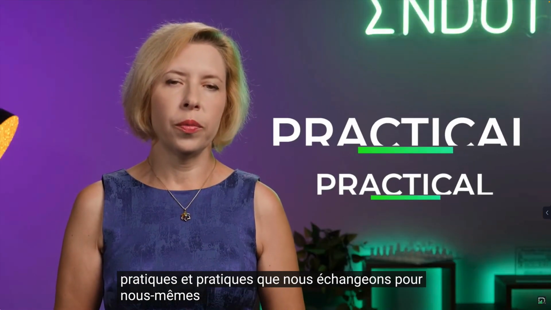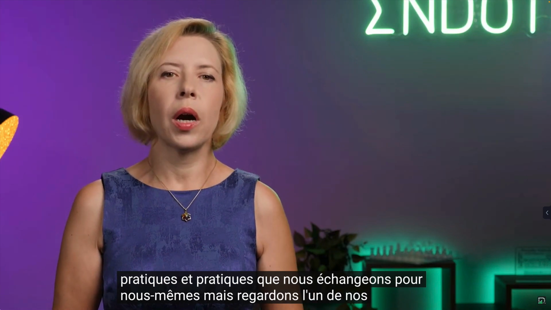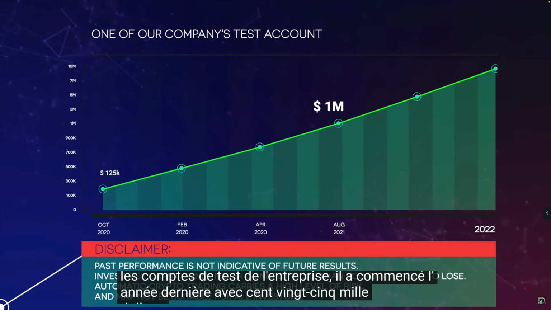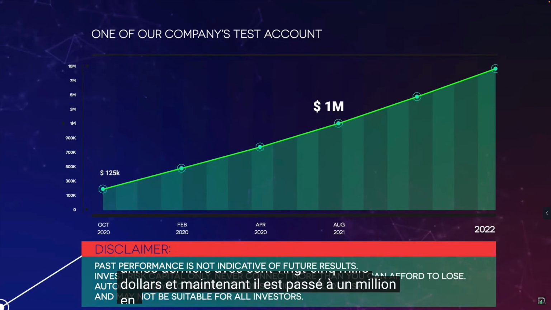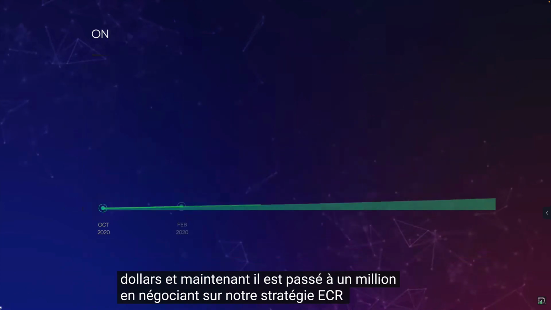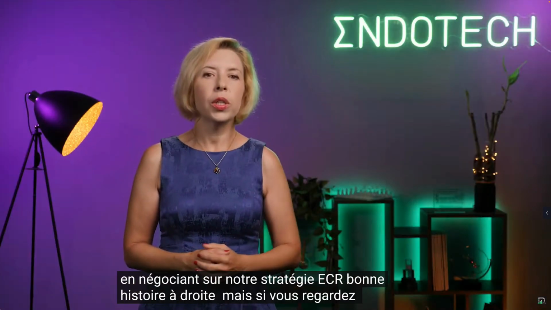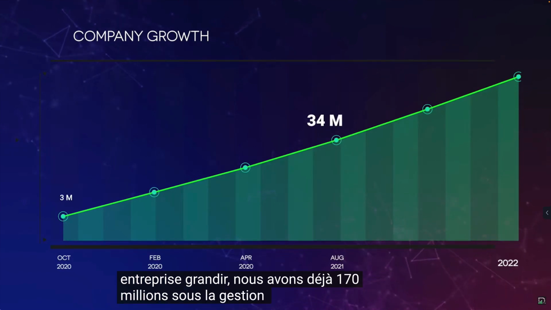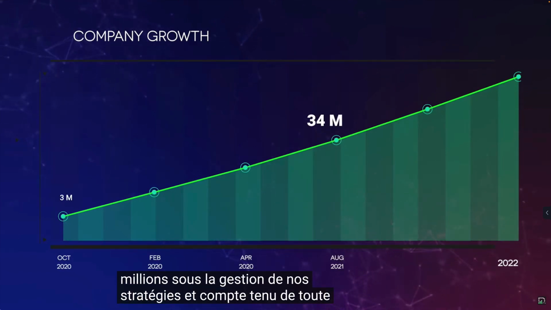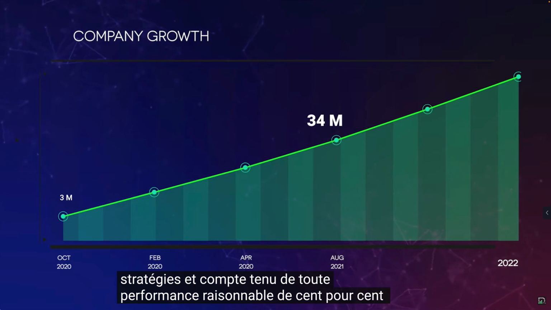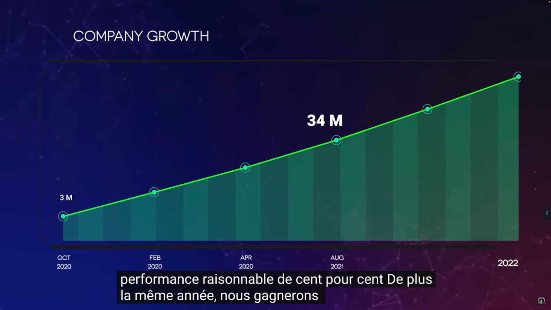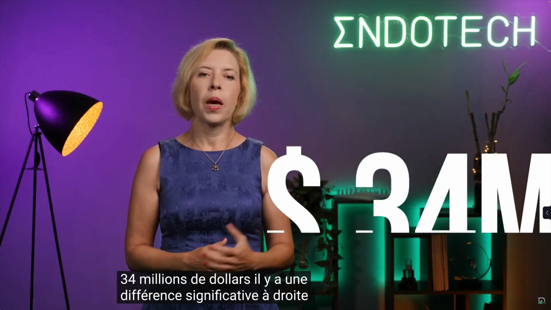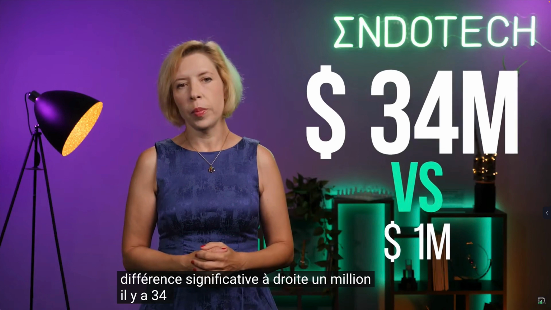We do trade for ourselves. But let's look at one of our company's test accounts. It started last year with $125,000, and now it has grown to $1 million by trading on our Ethereum strategy. Happy story, right? But if we look at our company growth, we already have $170 million under the management of our strategies. And given any reasonable performance of 100% plus in the same year, we will theoretically earn $34 million. There is a significant difference, right? $1 million versus $34 million.